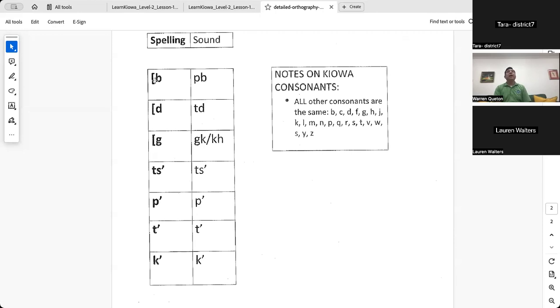And then the bracketed G is just like a GK sound. And you say ga. Ga. You can feel that in the back of your throat, where you're getting that extra KH sound. Ga. Ga. It's a glottal sound.